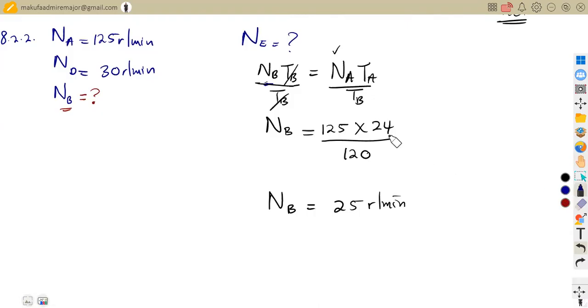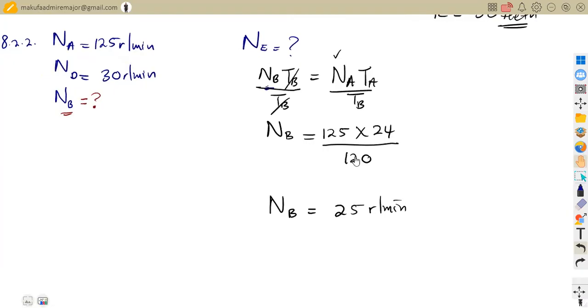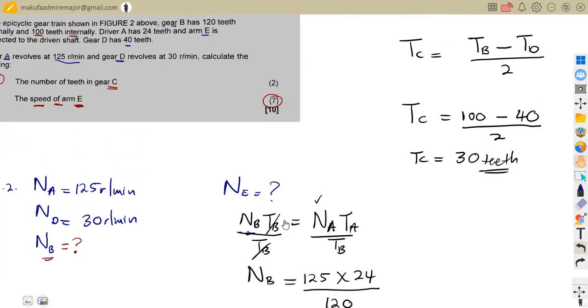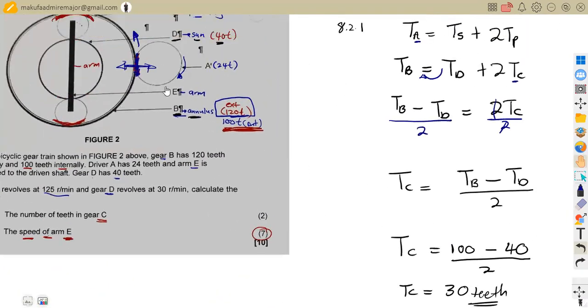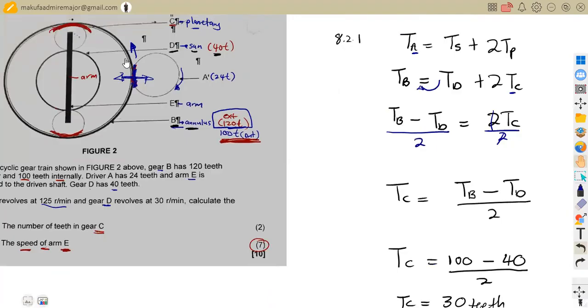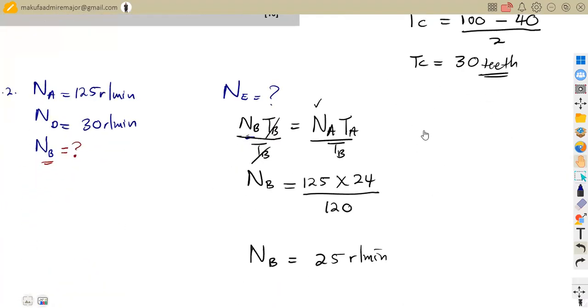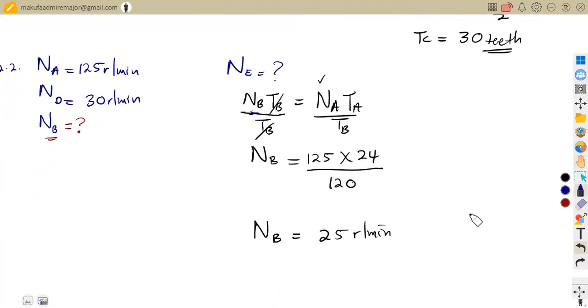All right. As said, the speed on A is going to be affected in the negative way. Even if this was positive, this was going to be anti-clockwise. So on the A here, we are going to have a negative. So it will be negative, negative here. So it's going to be a negative, and our answer becomes a negative also. So we are simply saying it's 25 revs per minute anti-clockwise.